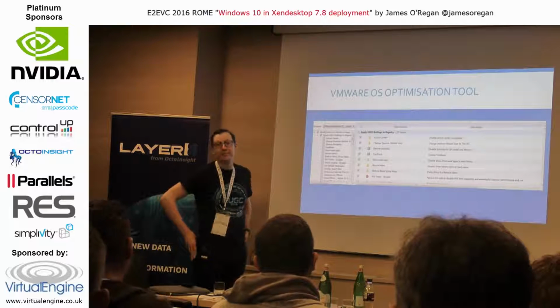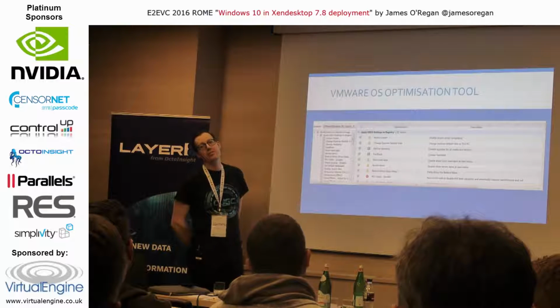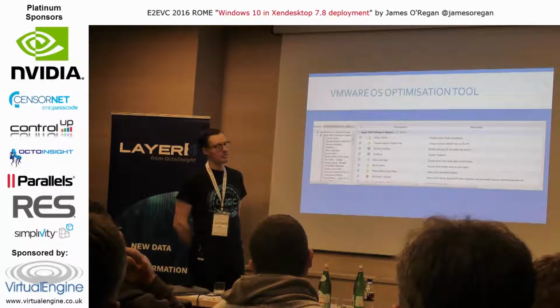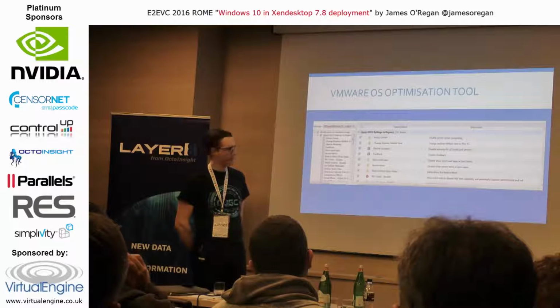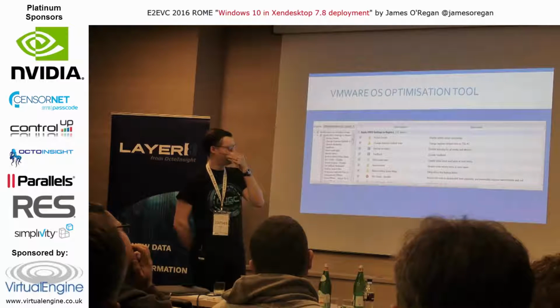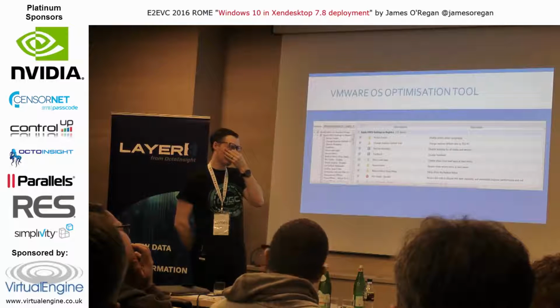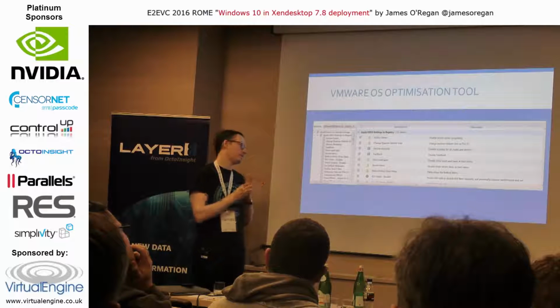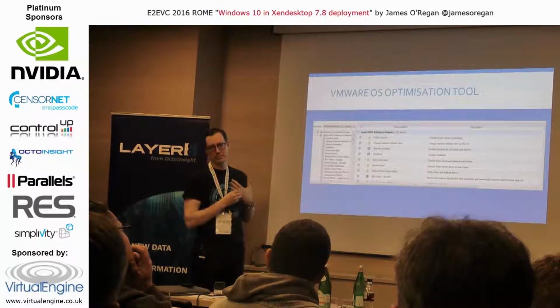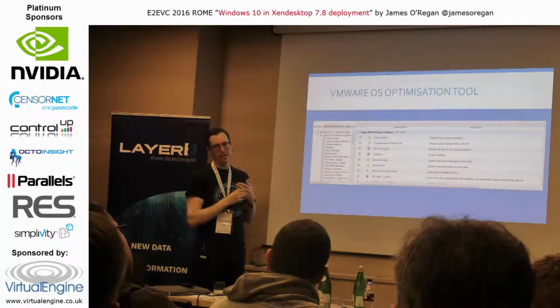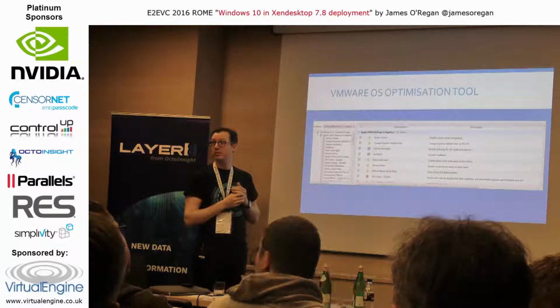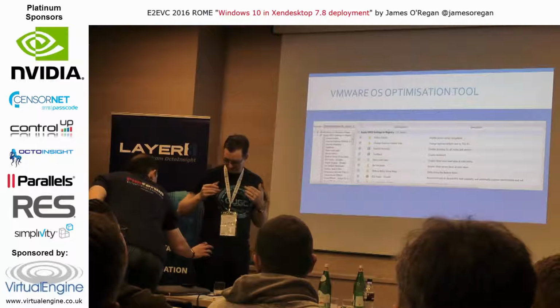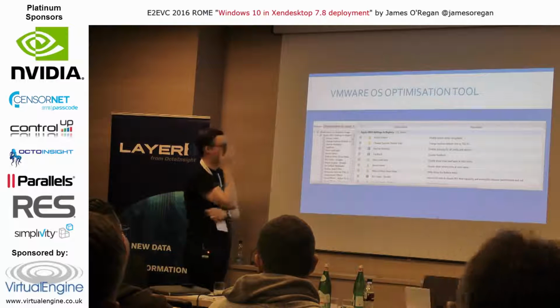What are the VMs that you went with? Sorry? How much CPU? It was 2 vCPU and 4 gigs of RAM. Okay. Yeah. You were running on a. Yeah. First, we were using MCS, so it was a catalog of about 300 VMs.